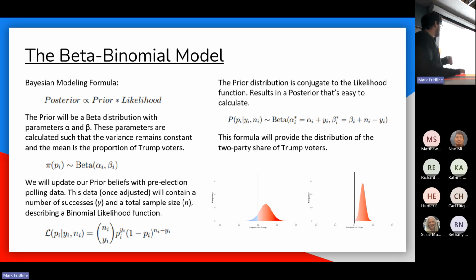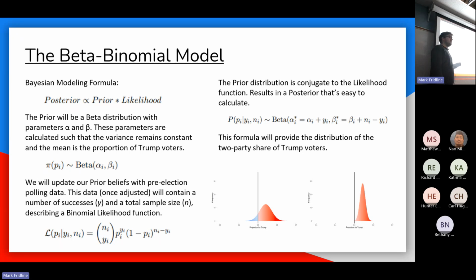So we're going to update our prior beliefs with pre-election polling data. This data, once adjusted, will contain a number of successes and a total sample size, describing a binomial likelihood function. The formula is down here. Essentially, given data that we know comes from a binomial distribution, this likelihood function will tell us which proportions in that binomial distribution are likely to give us that outcome.